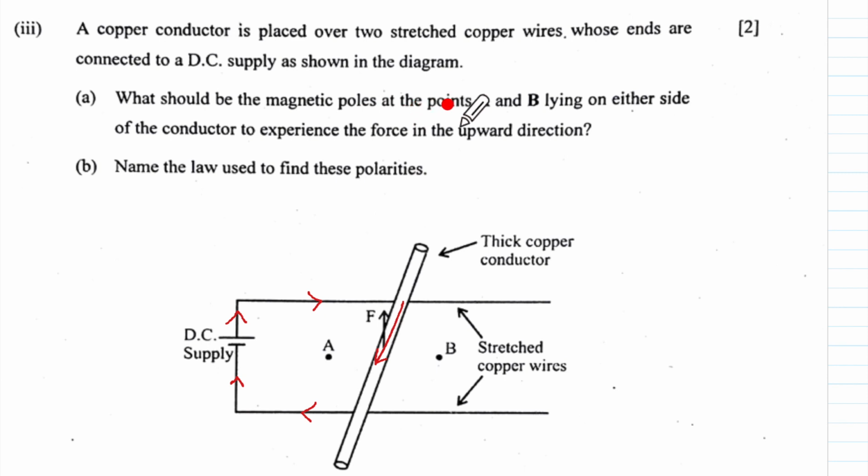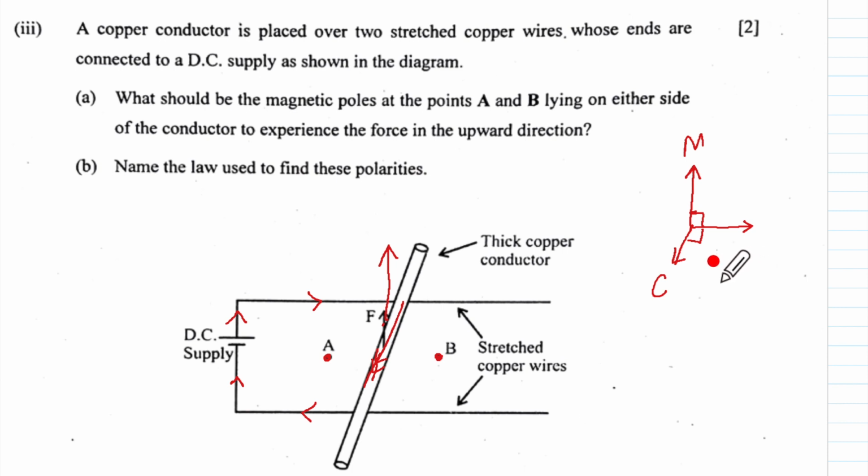What should be the magnetic poles at the points A and B lying on either side of the conductor to experience the force in the upward direction? Now this conductor is going to go upward like so. So what should be the direction here at A and B? Now the current is flowing through this conductor this way, coming towards you. So now you know your Fleming's rule. Your conductor is towards you and the motion, so the current is here and the motion is upward. So you will see that mutually perpendicular lines this way.